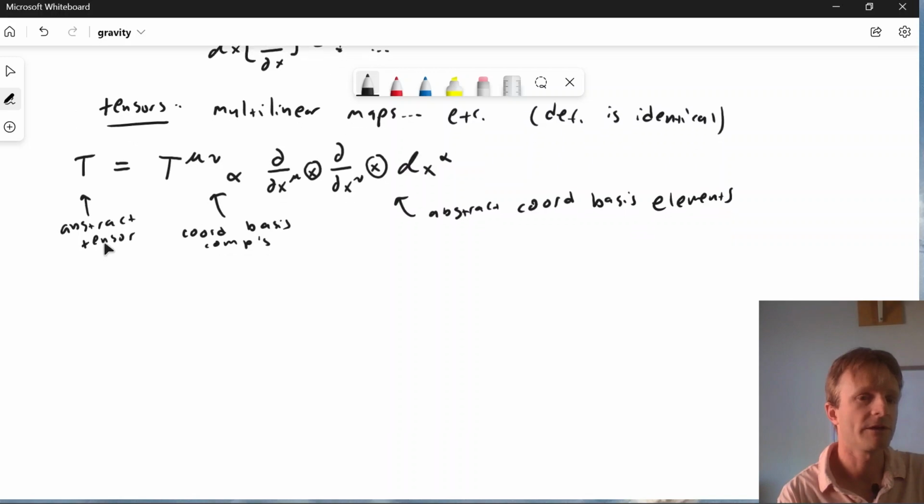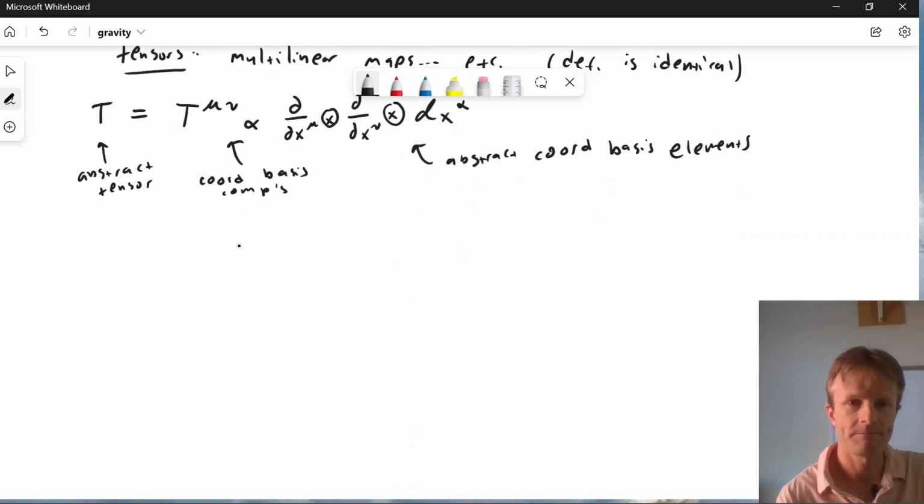Now, one thing that will change is the transformation law. Yep? What's the little alpha in the equation that you wrote? Just a lowered index. I'm just doing a tensor with, yeah.